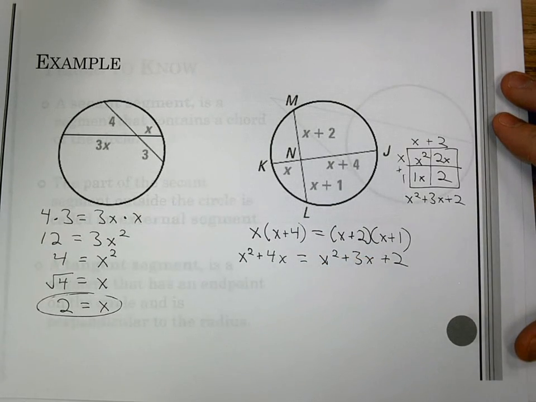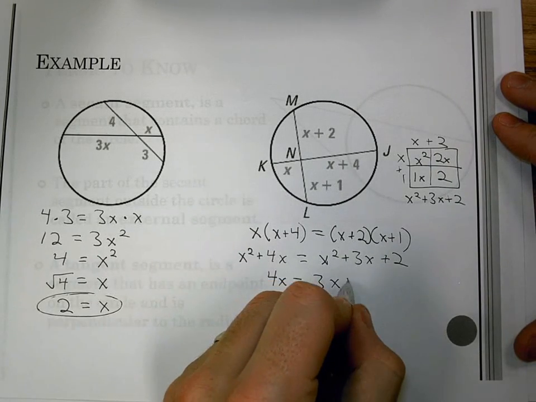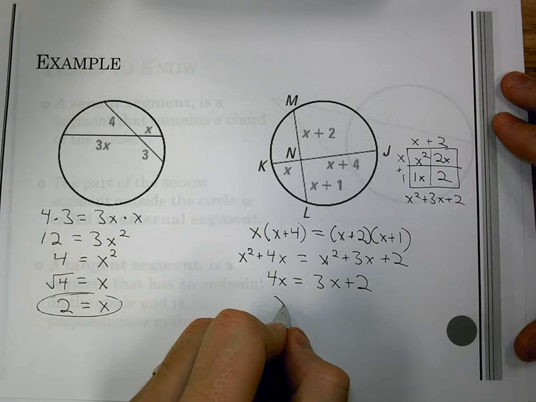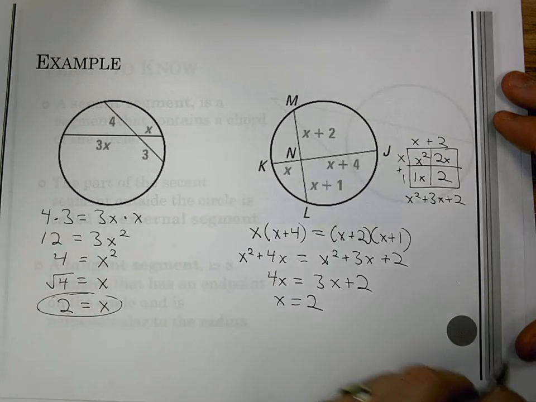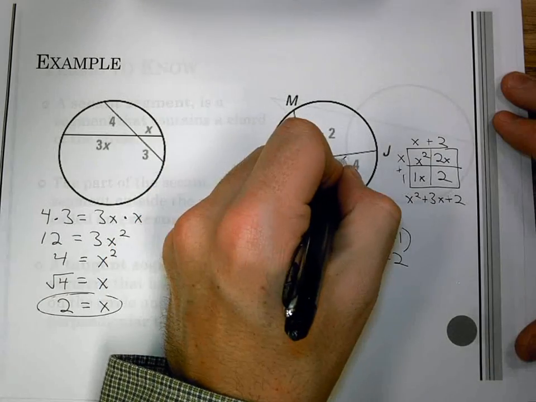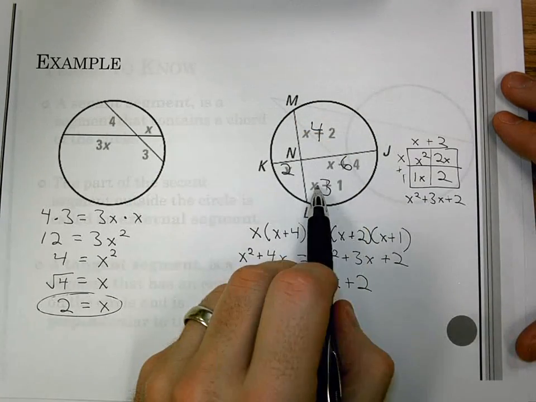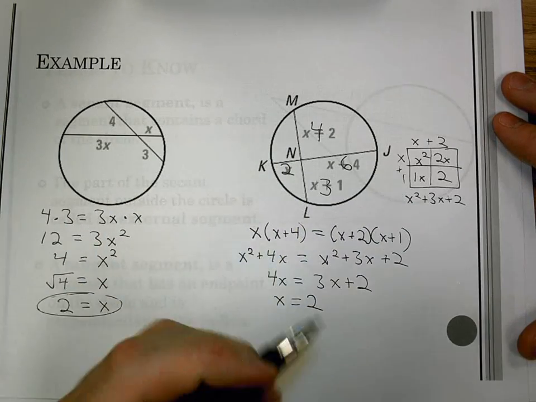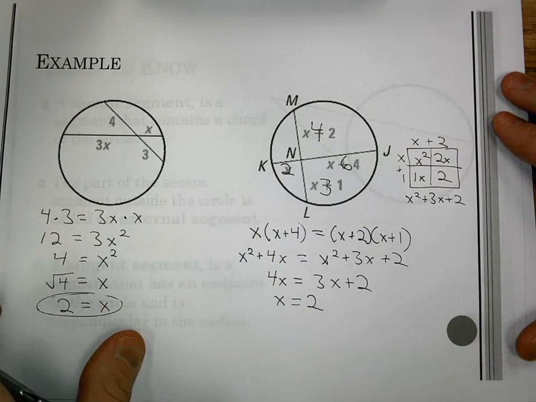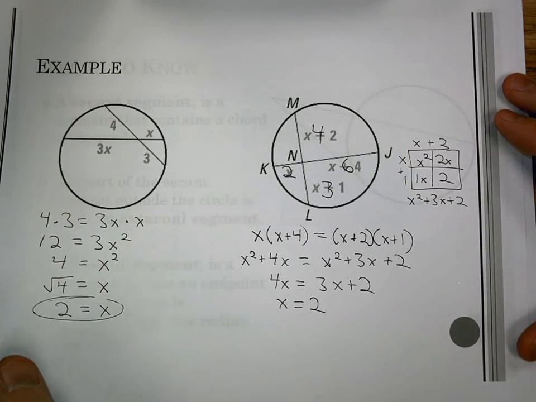Now I'm simplifying. There's an x squared on both sides, so I subtract it from both sides. I get 4x equals 3x plus 2. Subtract the 3x, and x equals 2. If I wanted to plug the values back in, I would have 2, 6, 3, and 4. And if we look real quick there, 4 times 3 is 12, 6 times 2 is 12. They would work out. They'd still be equal. So that's when we have it on the inside. We're going to multiply the segments of the same chord together.